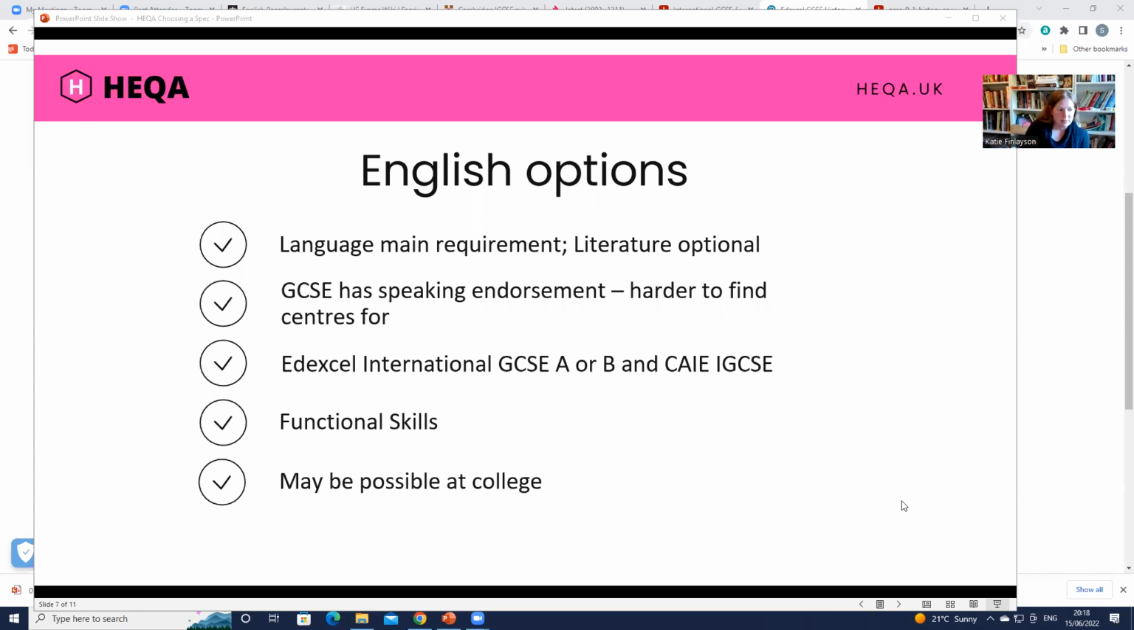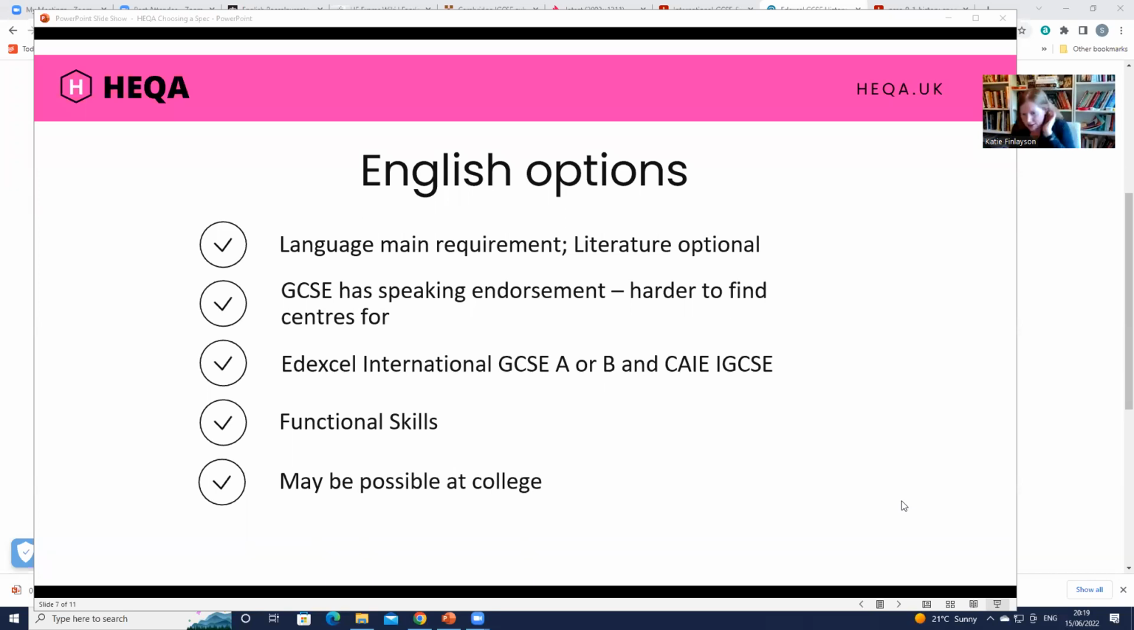There is no age requirement for sitting GCSEs. Exam centres may set their own rules. It's up to them who they want to accept. But as far as the exam board and the official rules are, you can sit them at any age.